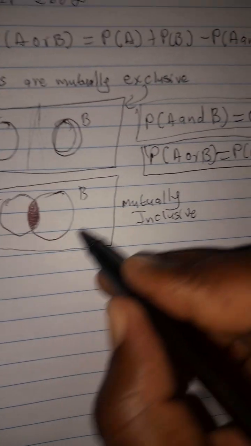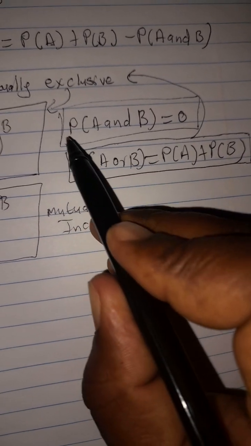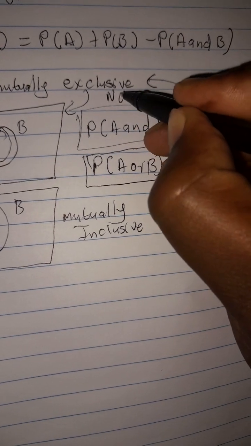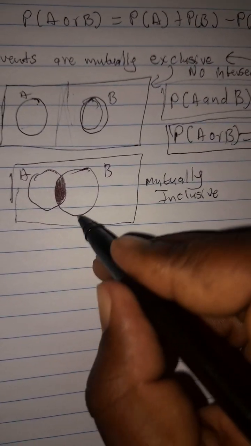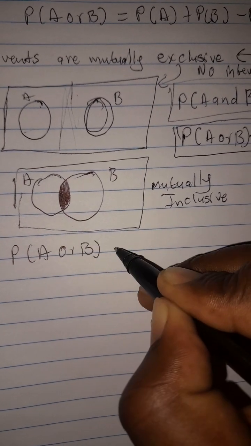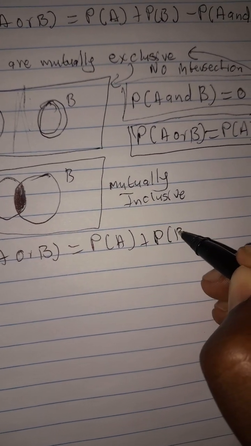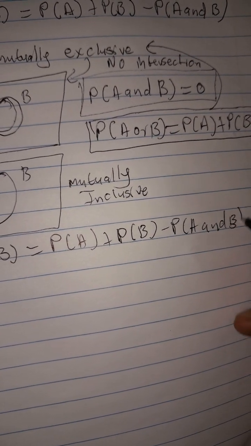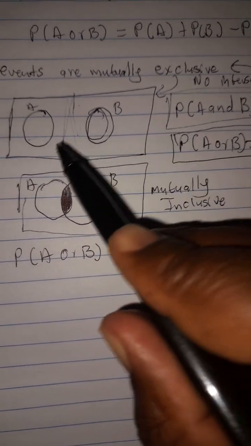If it's mutually exclusive, this will be the formula. The probability of A and B will be 0 because there is no intersection. There's nowhere they intersect. But here there is an intersection, so the formula will be the probability of A or B is equal to the probability of A plus the probability of B minus the probability of A and B. Okay, so this is what we call an addition rule.